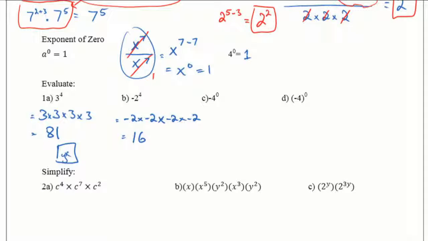Just as a bit of an aside, if I had the same question, negative 2 to the power of 3, that would be negative 2 times negative 2 times negative 2. You can see how I have 1 negative sign, 2 negative signs, 3 negative signs. So the first 2 are going to give me a positive, and then I'm going to multiply it by the negative. So I'm going to end up with negative 8.